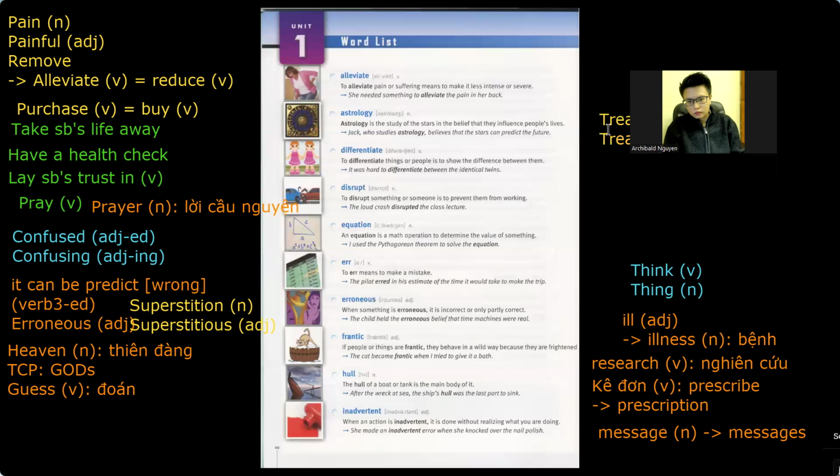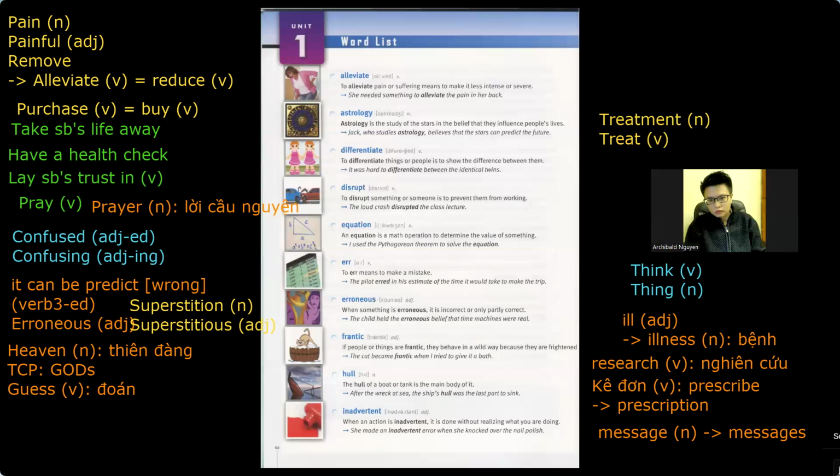Alright, so here, let's go. I don't believe in science, and I choose to believe in astrology. The superstition of astrology will disrupt the way doctors treat me. We disrupt the way that the doctor treats me, or we disrupt the treatment of the doctor, right? The treatment of the doctor.